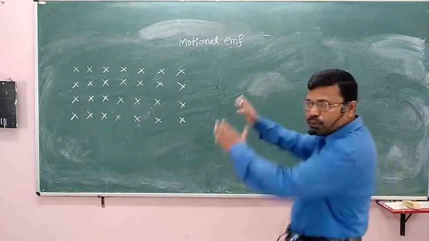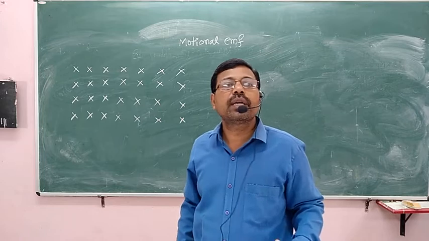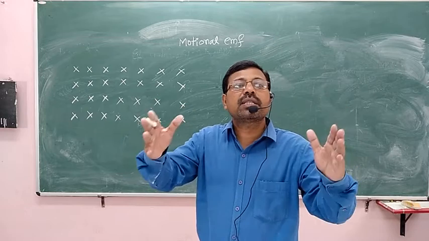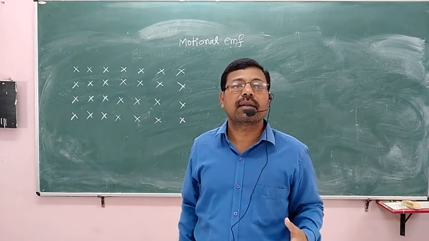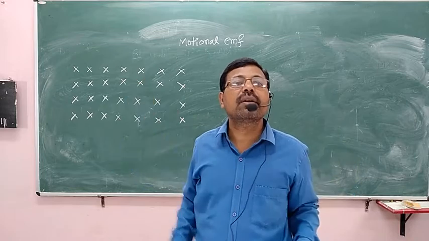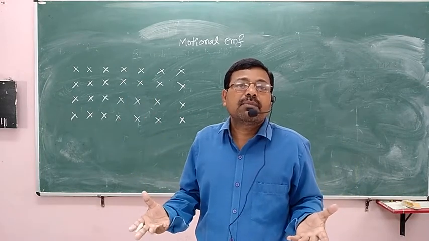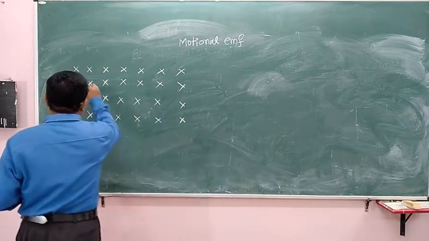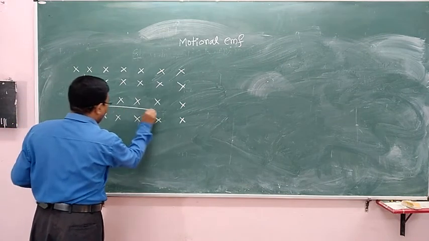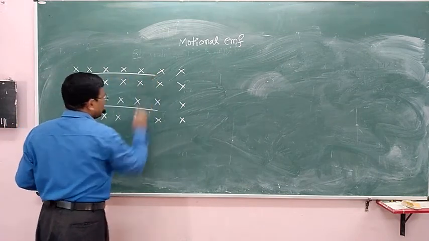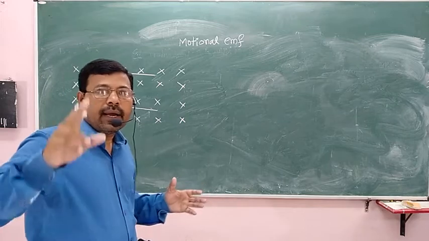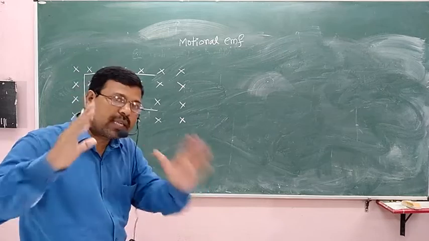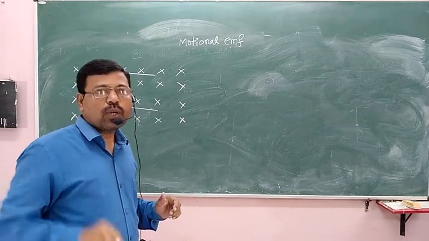In such a uniform magnetic field, I am going to keep one rectangular metallic frame whose resistance is assumed to be negligible. The resistance of the rectangular frame is assumed to be negligible. Only the conductor has a resistance R. This is a rectangular metallic frame whose resistance is negligible. It is a good conductor.